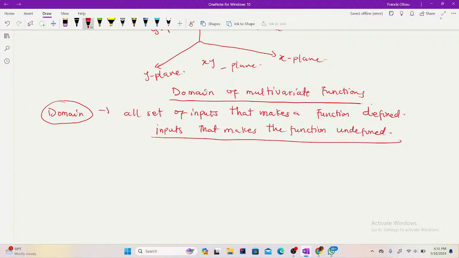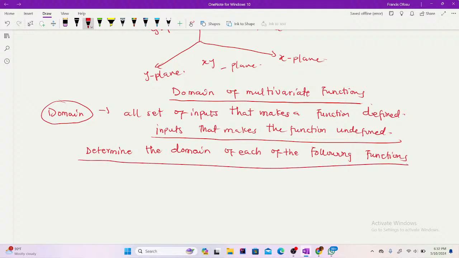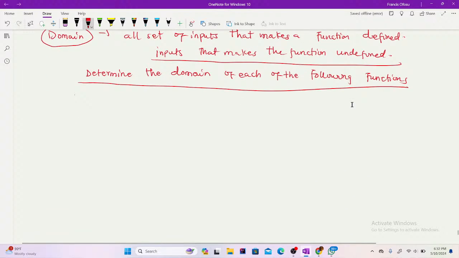So now let's see. Determine the domain of each of the following functions. I'm going to give a series of functions. When I give the function, we find the domain in that order.